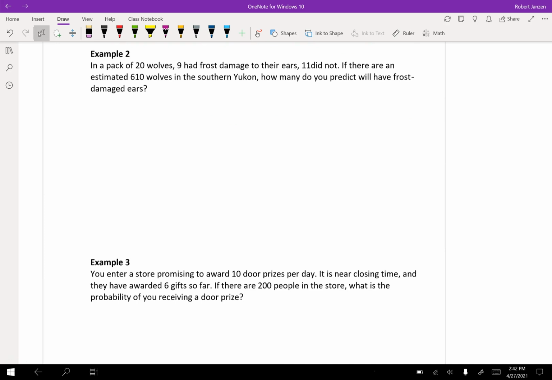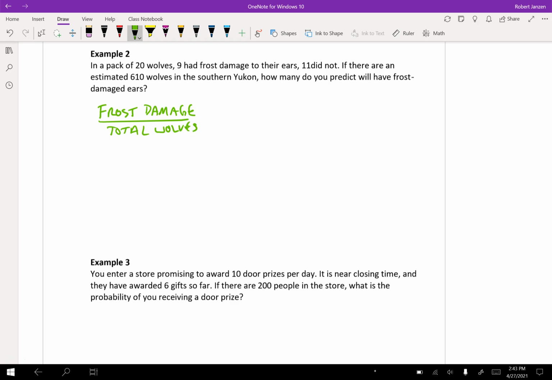Let's try another one. I'd like you to pause the video here and see if you can do this question. Okay, it says in a pack of 20 wolves, 9 had frost damage to their ears, 11 did not. If there are an estimated 610 wolves in Yukon, how many do you predict will have frost damage ears? So here's our ratio. Frost damage out of total wolves.